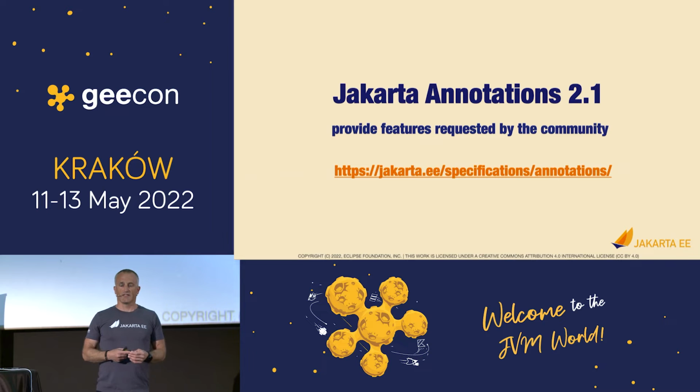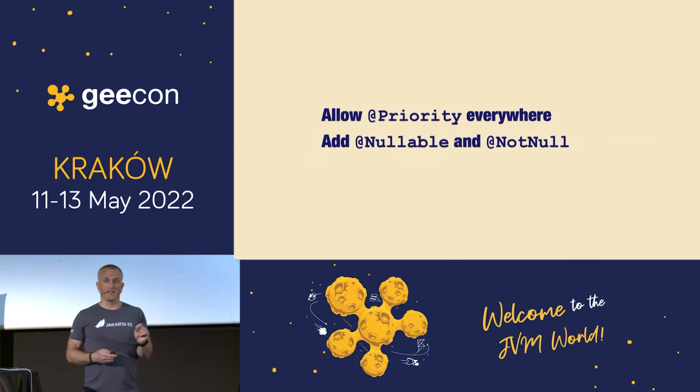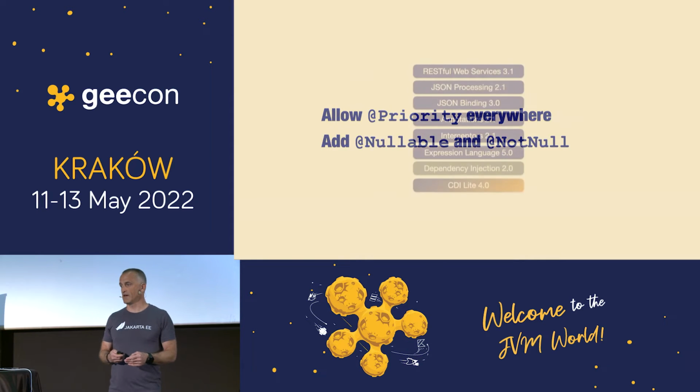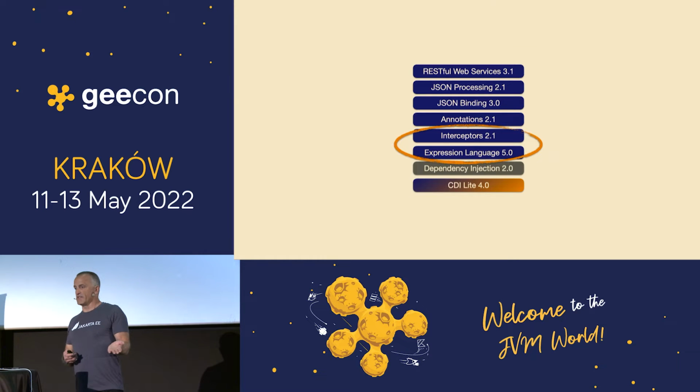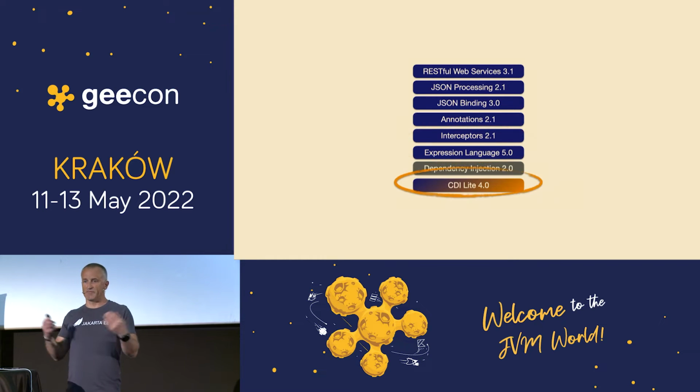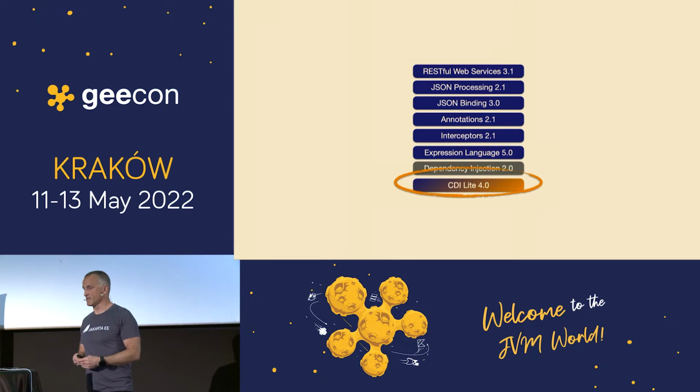Annotations, same thing. It's features requested by the community or other specifications, such as @Priority everywhere, and to use @Nullable and @NonNull also in a standard way. And these annotations were sort of forcing interceptors to pick up these changes, and expression language also has some updates and is removing some older API. So they are a major update. But interceptors is doing a minor update because they're picking up the changes done in annotations. So we have some sort of dependencies between these specifications.